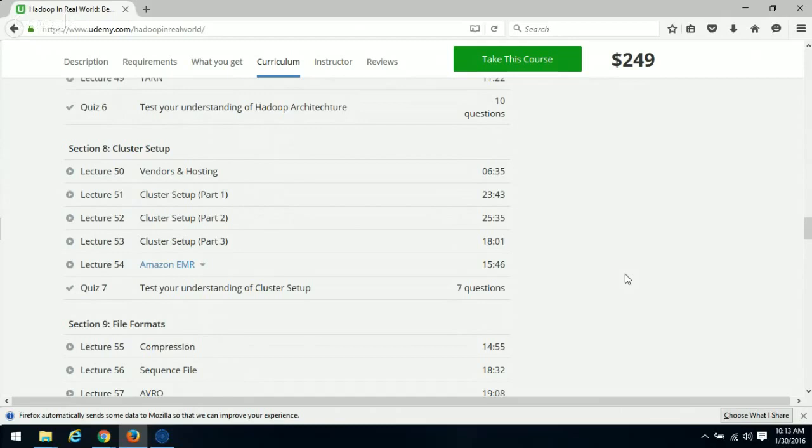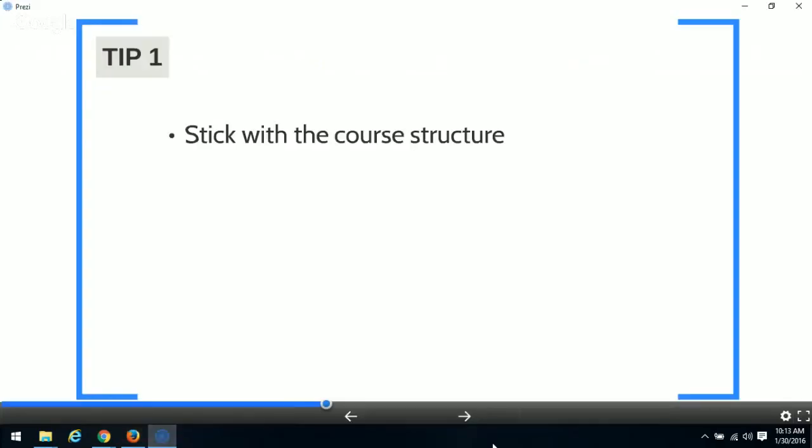So going back to the tip: stick with the course structure. So we start from HDFS, and then we go into MapReduce. We talk about Pig, Hive, architecture, cluster setup, and then we go into more advanced concepts. All right, so that is tip number one. Stick with the course structure.